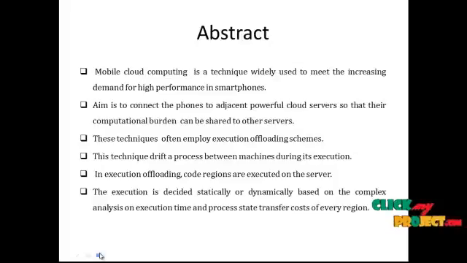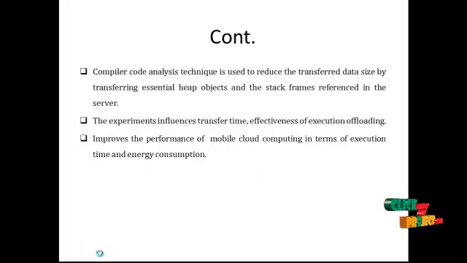In execution offloading, code regions are executed on the server. The execution is decided statically or dynamically based on complex analysis of execution time and process state transfer cost of every region. A compiler code analysis technique is used to reduce the transfer data size by transferring only the essential heap objects and stack frames referenced on the server. The experiments show the influence on transfer time and the effectiveness of execution offloading. It improves the performance of mobile cloud computing in terms of execution time and energy consumption.